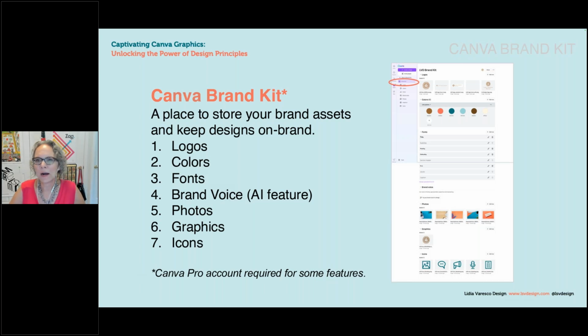So you can assign colors, your logos, your brand fonts. There's an AI feature for brand voice. You can upload your photos, graphics, icons. It's really great. And I'll talk a little bit more about this when we get to resources, but I just want to make sure that everybody is at least taking advantage of the brand guide in your organization. If you haven't, just test it out. You do need a pro account to take advantage of the full features. You can have a free account, but just keep in mind, it's good to have a pro account.